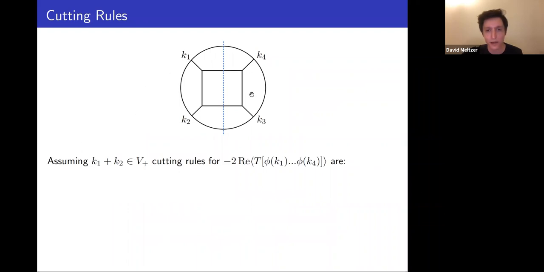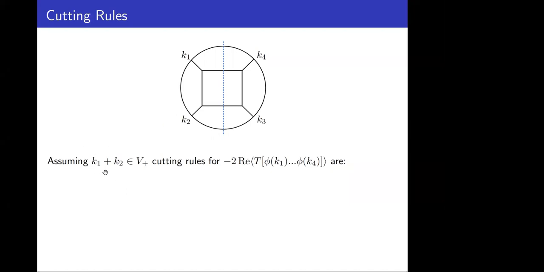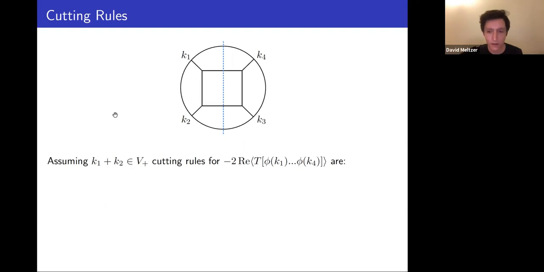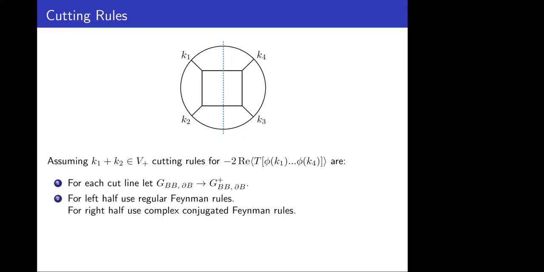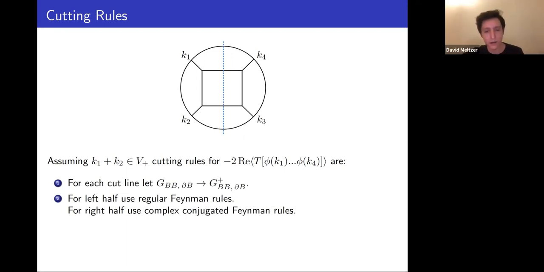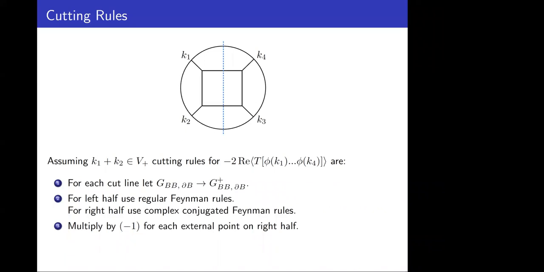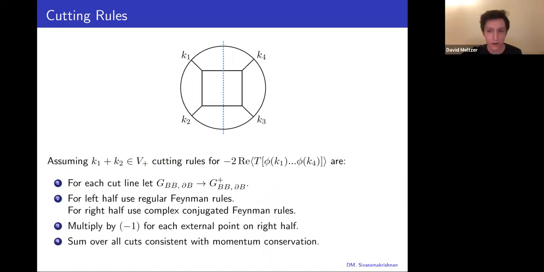If I give you an AdS diagram and I assume that the momentum is running from left to right, so K1 plus K2 is in the forward light cone, then for each line you cut, you replace your Feynman propagator with an on-shell propagator. For the left half of the diagram, you use the regular Feynman rules, and for the right half, you use the complex conjugated rules. You need to multiply by -1 for each external point on the right half of your diagram. And finally, sum over all cuts which are consistent with momentum conservation.